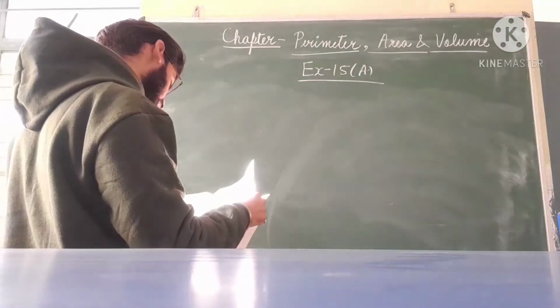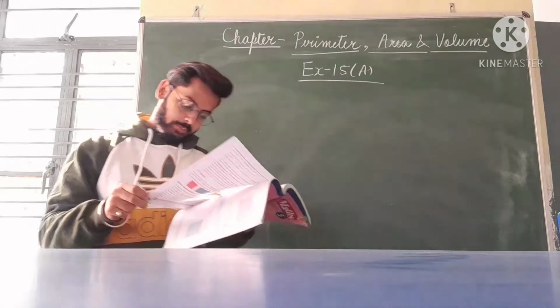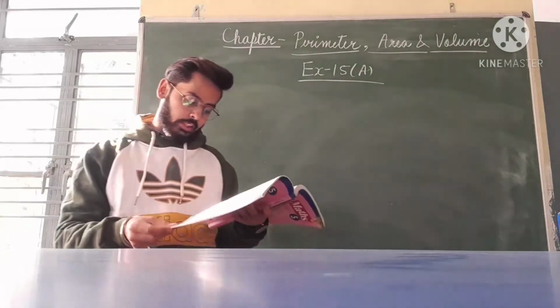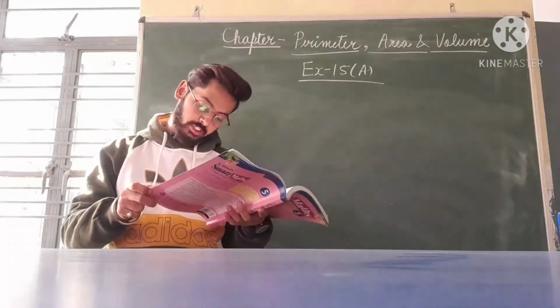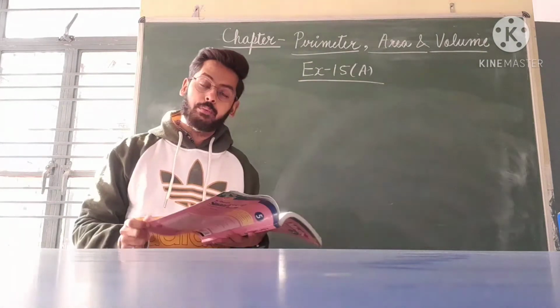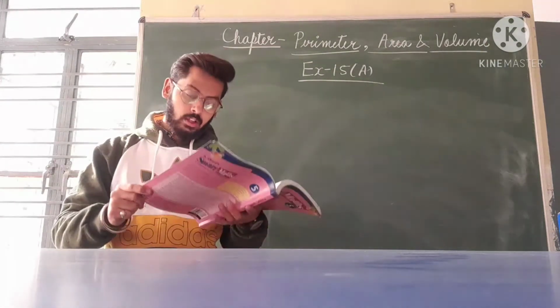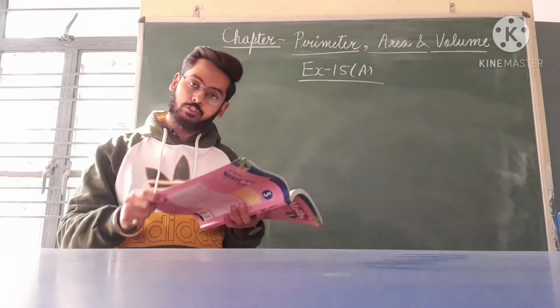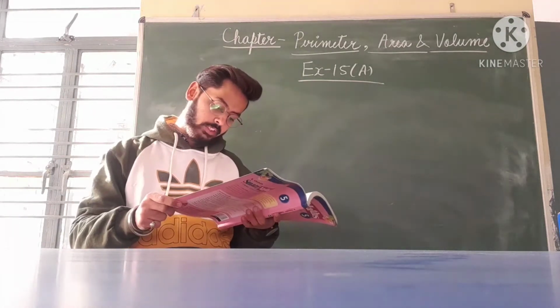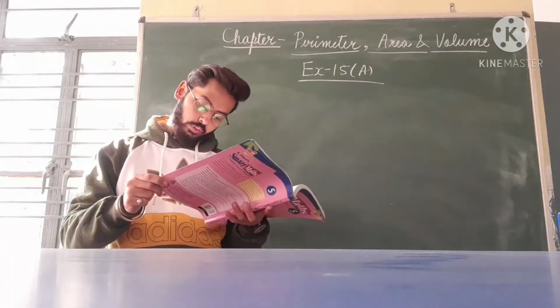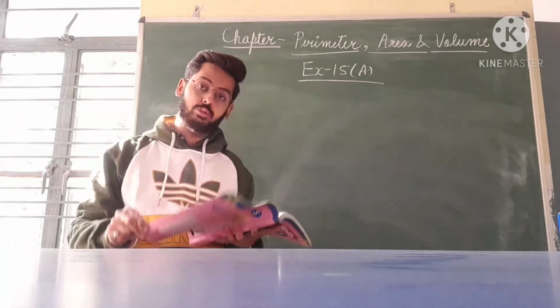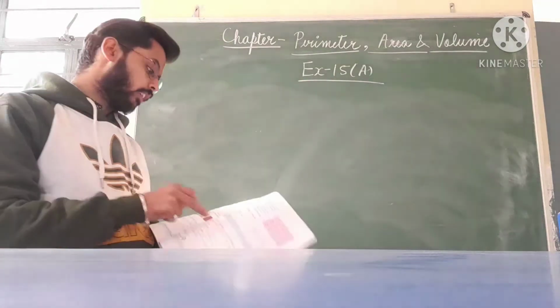For example, question number 2 of 15A, the length is given as 17 whole 1 by 2. It is given as a mixed fraction, so we convert it to an improper fraction by multiplying 17 into 2, we get 34, and adding 1 we get 35, and the denominator is 2, so 35 upon 2 will be its length. Now its breadth is 7 whole 1 by 2: 7 times 2 is 14, 14 plus 1 is 15, and the denominator is 2, so we get 15 upon 2 centimeter.